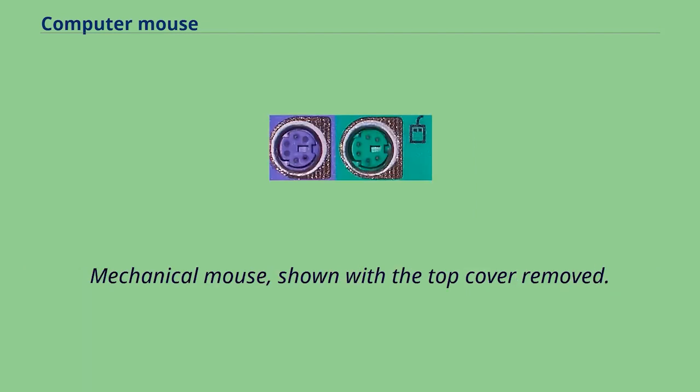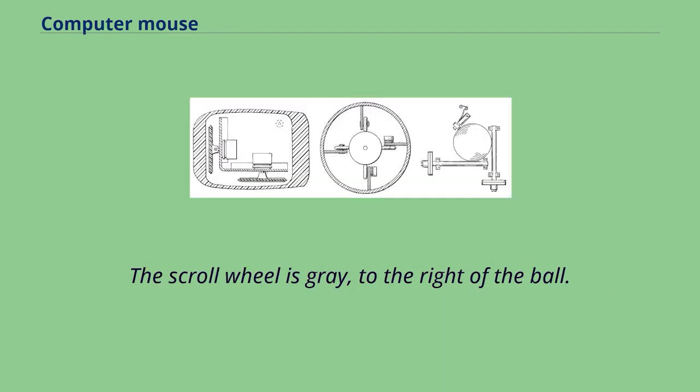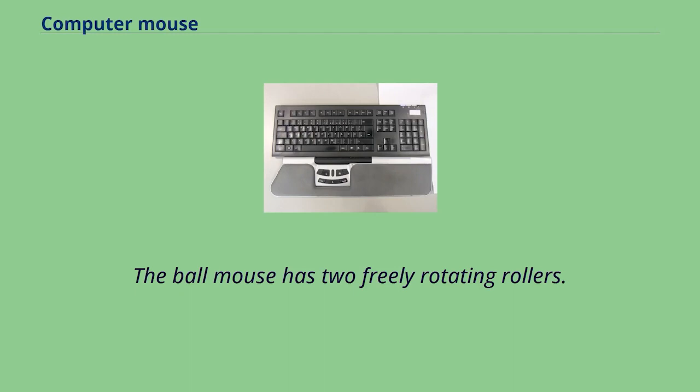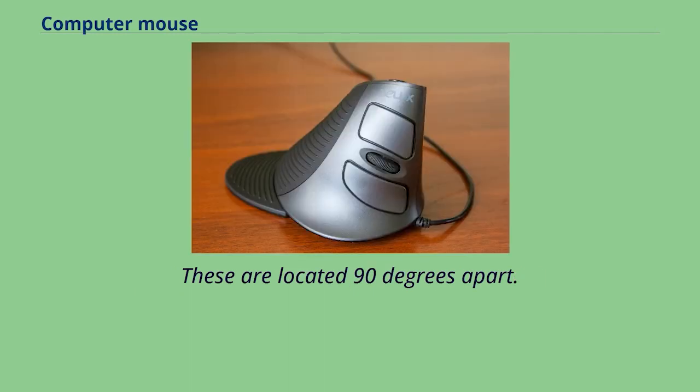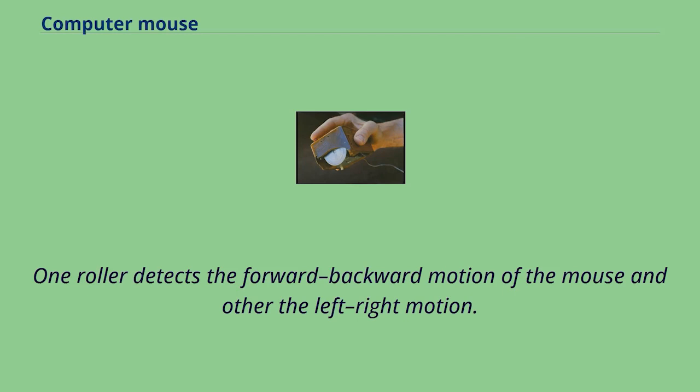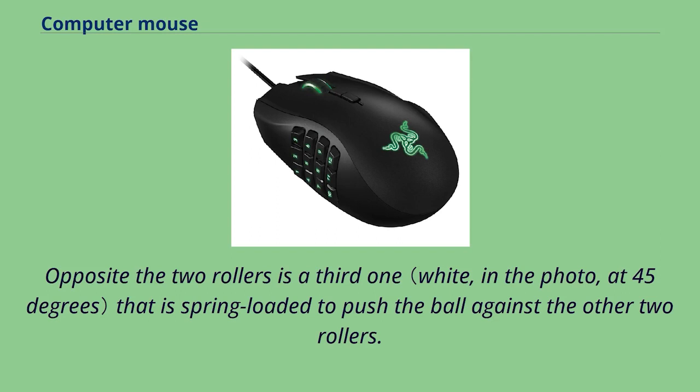Mechanical mouse, shown with the top cover removed. The scroll wheel is gray, to the right of the ball. The ball mouse has two freely rotating rollers. These are located 90 degrees apart. One roller detects the forward-backward motion of the mouse and the other the left-right motion. Opposite the two rollers is a third one that is spring-loaded to push the ball against the other two rollers.